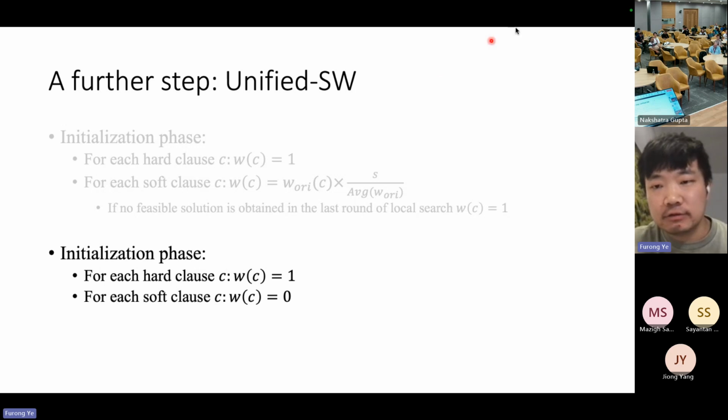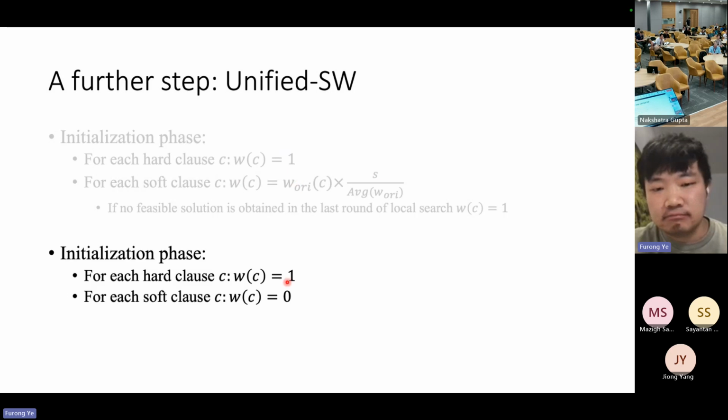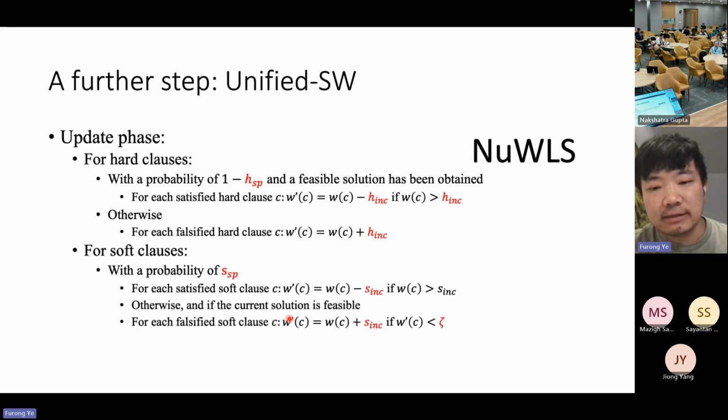At first, in this slide, we compared our method to NuWLS, for the initialization phase. In the previous work, the soft clauses will always be initialized with the original weights or a normalized value, but the hard clauses will be 1. So there is a significant difference between these two kinds of clauses. In our case, we just do it like 1, 0, so they are on a similar scale. But in the future, we will explore more how to deal with these two kinds of hard and soft clauses differently.